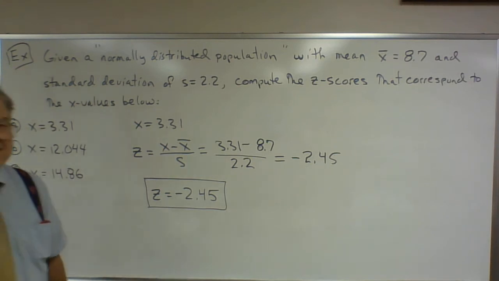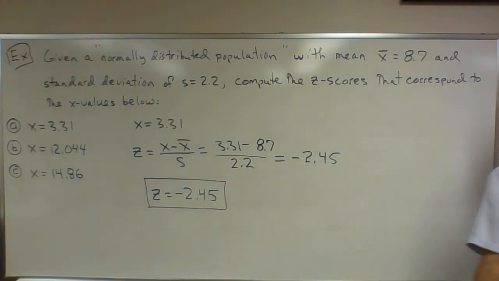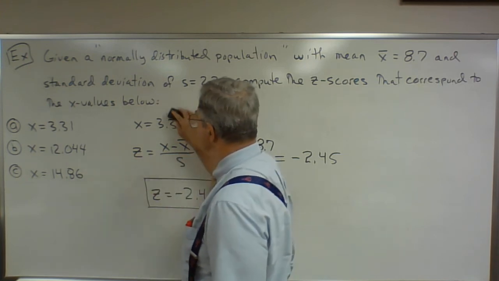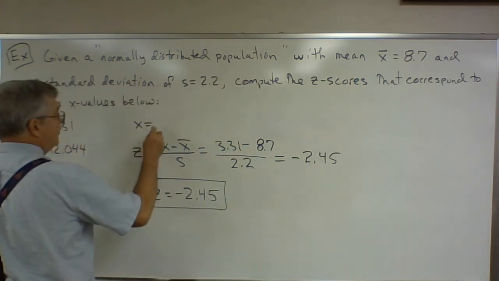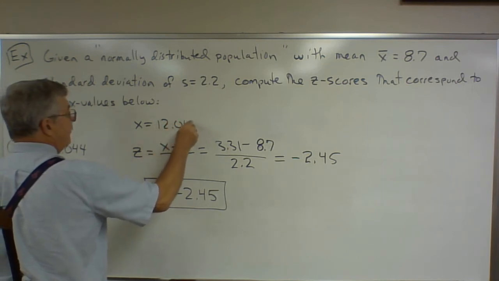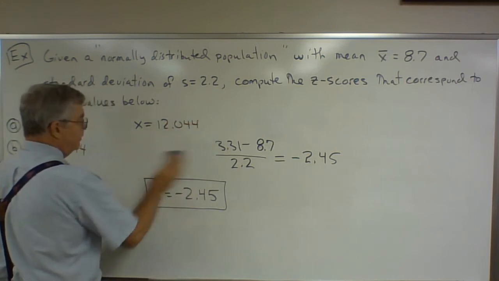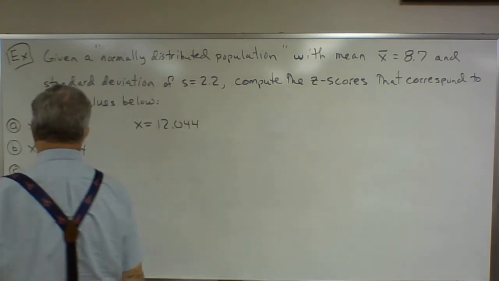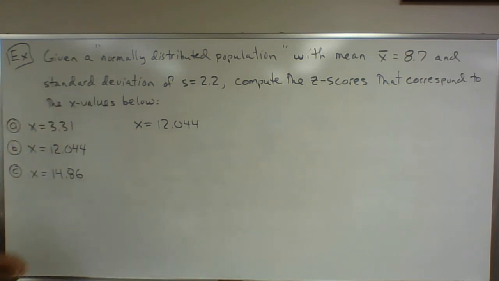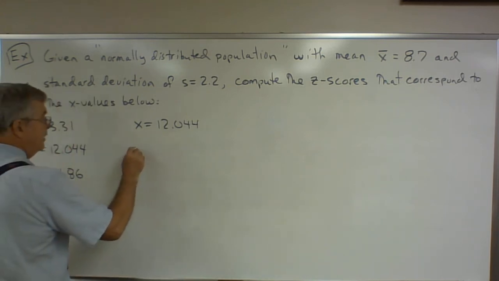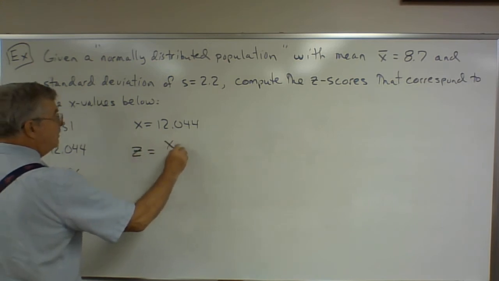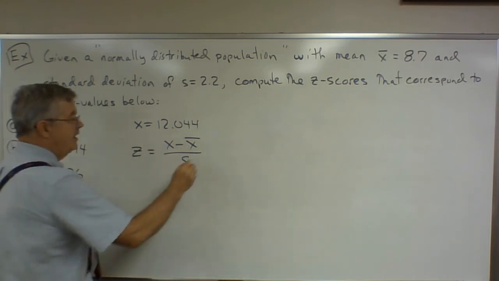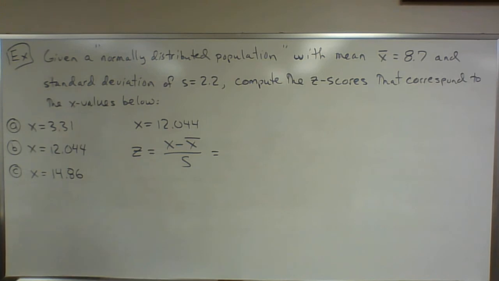Okay, let's do another one. X equals 12.044. We go to our formula. Z equals x minus x bar over s, and we just fill in the blanks.